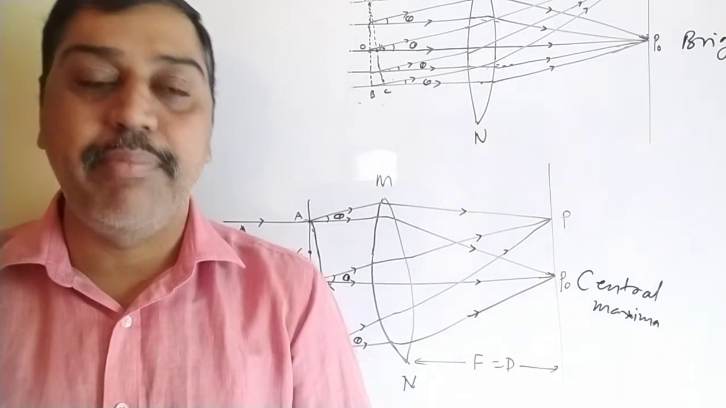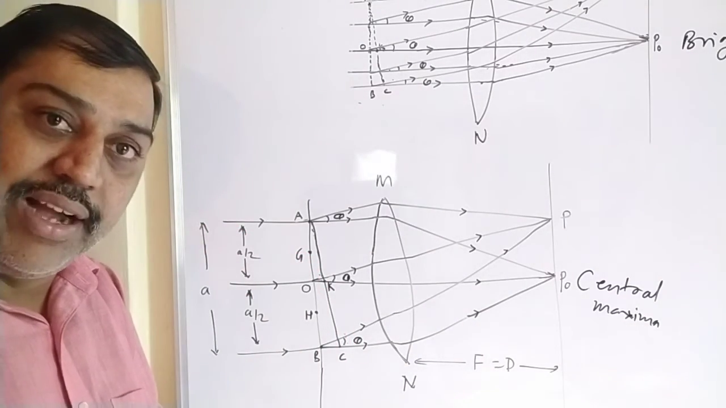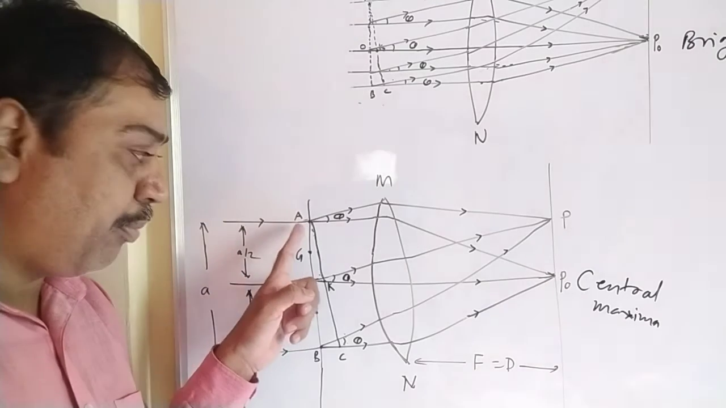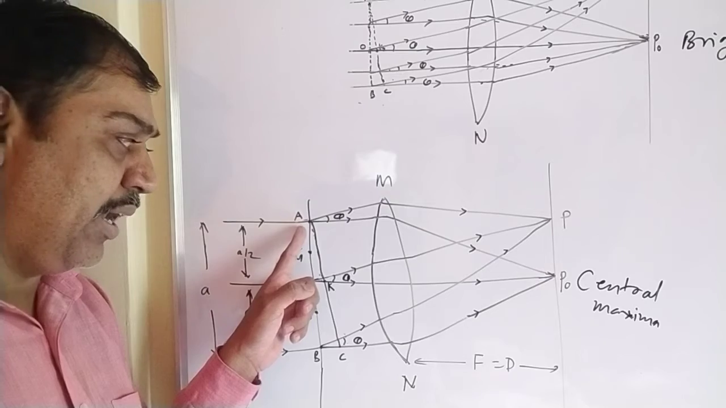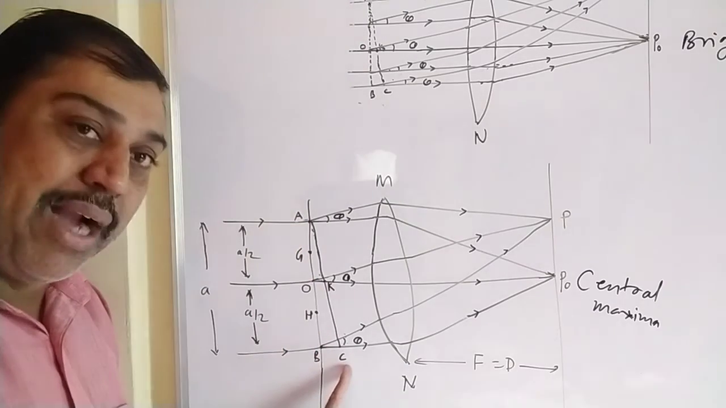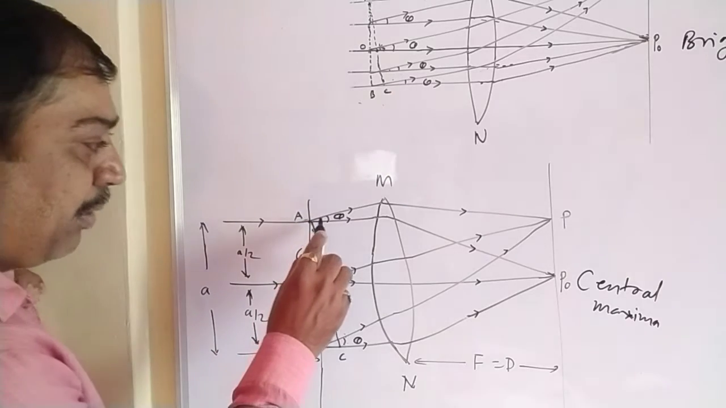when there should be secondary maxima, and when there should be secondary minima. Those conditions we have to find out. Now here let us consider, suppose I have drawn a perpendicular from point A on the line here, and that will reach the bottom at a point C. This is the perpendicular drawn.